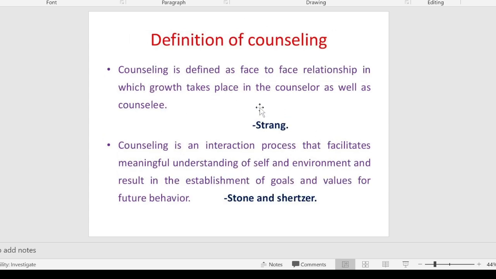When we speak about counseling, counseling is defined as a face-to-face relationship in which growth takes place in the counselor as well as the counselee. Counselor means who is giving counseling, and counselee means who is receiving the counseling. Counseling is an interaction process that facilitates the meaningful understanding of self and environment and results in the establishment of goals and values for their future behavior. Already I said counseling is always target oriented, whereas guidance can be a general thing.